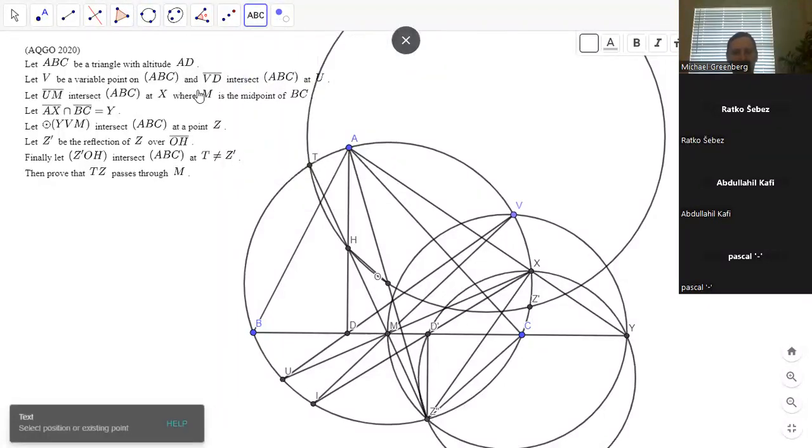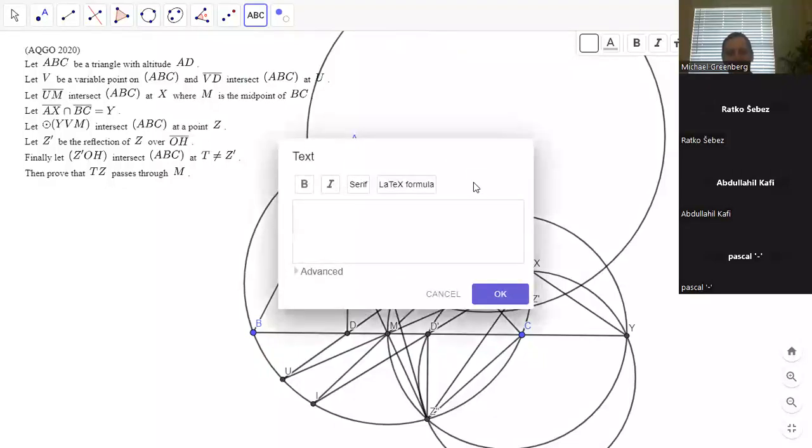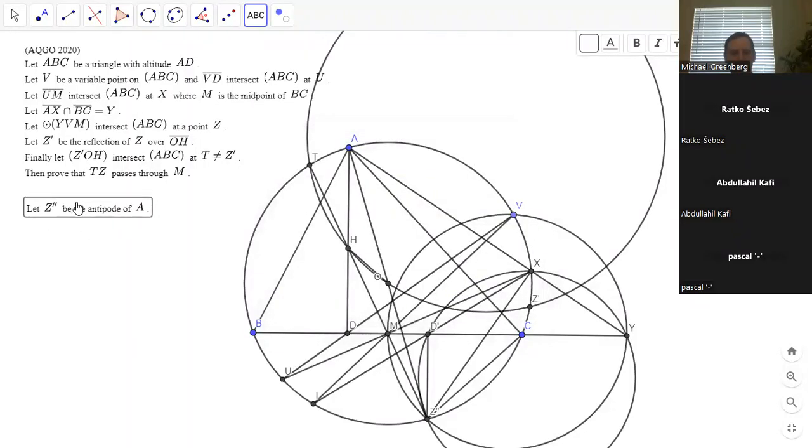The only non-trivial part, which is not an angle chase, is using the butterfly theorem. That's the key to it. All right. So I'm going to call it Z double prime. I know it's kind of annoying, but there's another Z prime later. Be the antipode of A. So we're going to try to show Z double prime equals Z. Let D prime be the reflection of D over M.